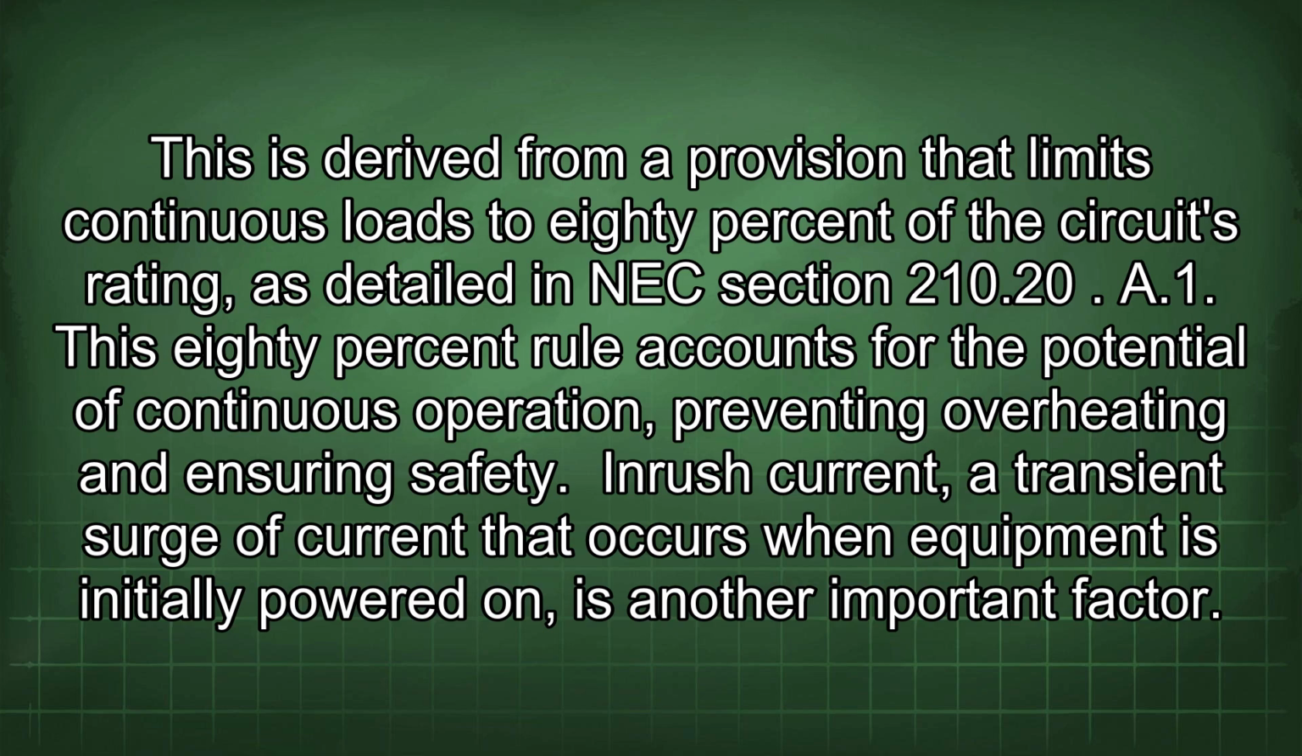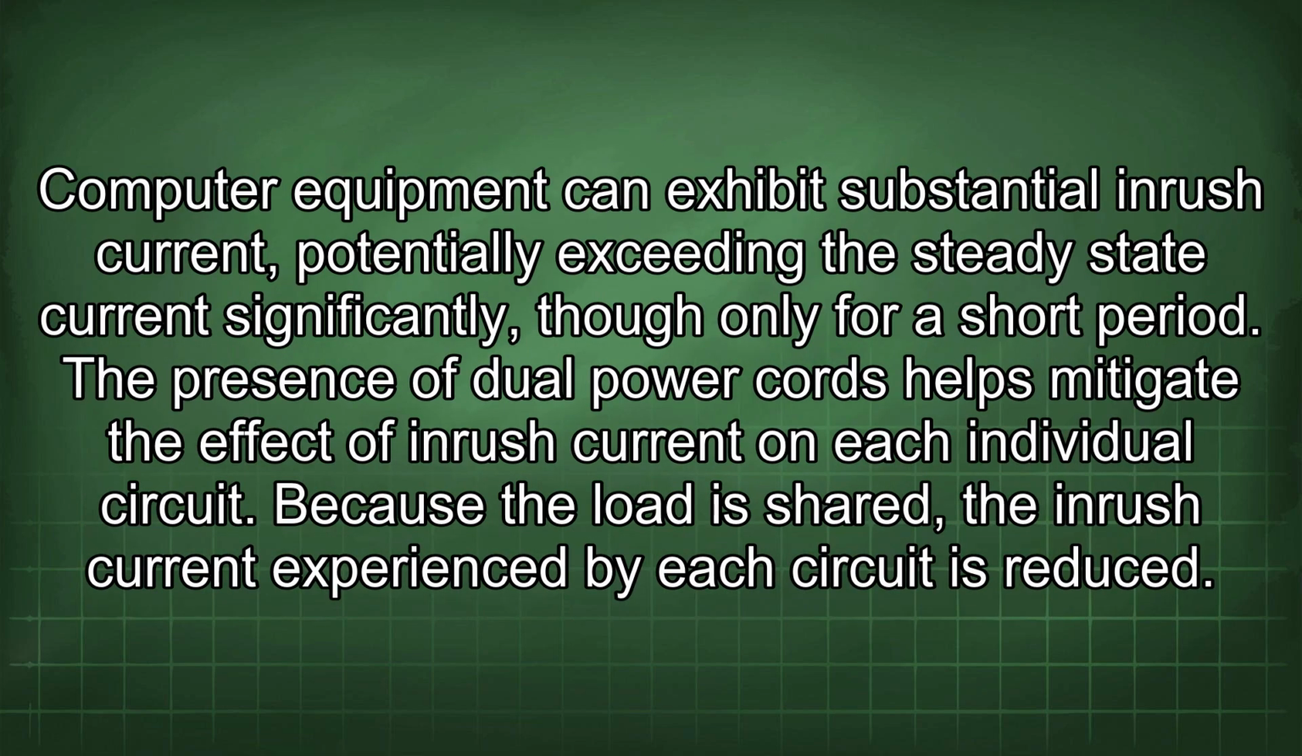Inrush current, a transient surge of current that occurs when equipment is initially powered on, is another important factor. Computer equipment can exhibit substantial inrush current, potentially exceeding the steady-state current significantly, though only for a short period. The presence of dual power cords helps mitigate the effect of inrush current on each individual circuit. Because the load is shared, the inrush current experienced by each circuit is reduced.